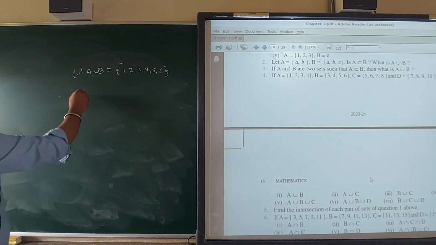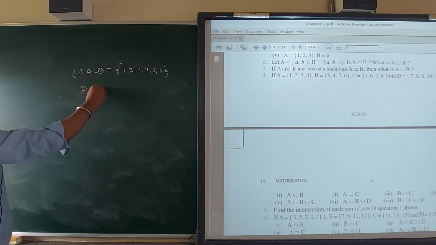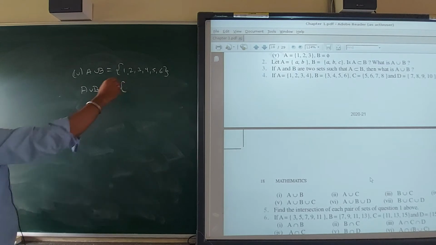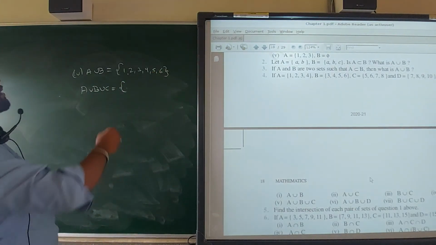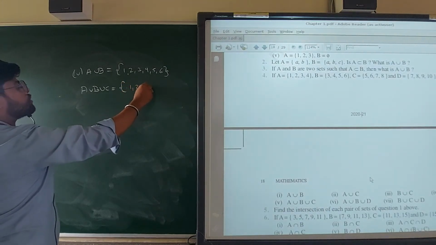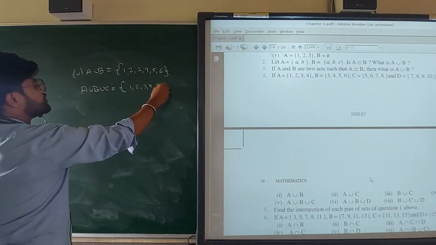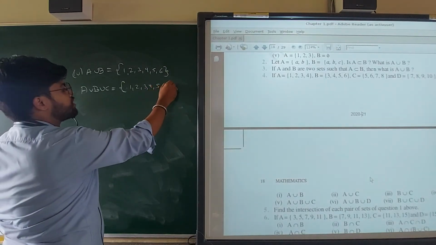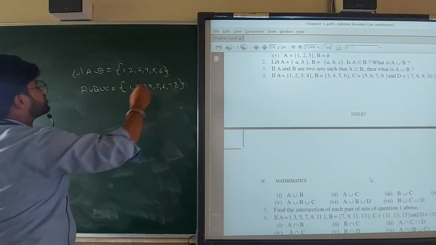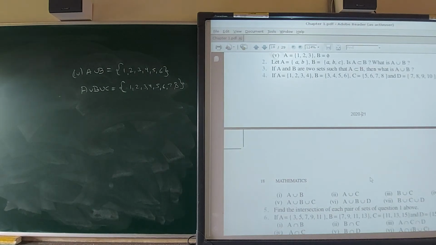Now I have to find A union B union C. Now I have to take C also. This is the first set and C is the second set. So all of 1, 2, 3, 4, 5, 6 have to come. And the elements of C are 5, 6, 7, 8. 5 and 6 are already included, so add 7 and 8. So this is A union B union C. Similarly, you can find the sixth part and seventh part.